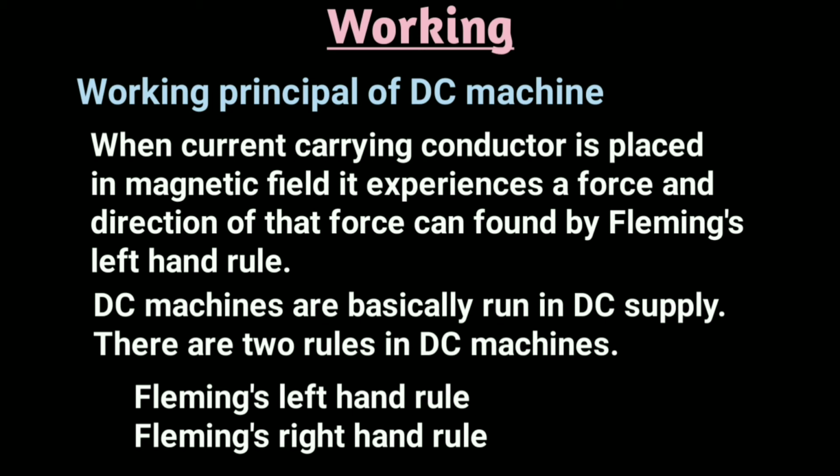Working principle of DC machine. When a current carrying conductor is placed in a magnetic field, it experiences a force, and the direction of that force can be found by Fleming's left hand rule. DC machines are basically run on DC supply. There are 2 rules in DC machines: Fleming's left hand rule and Fleming's right hand rule.